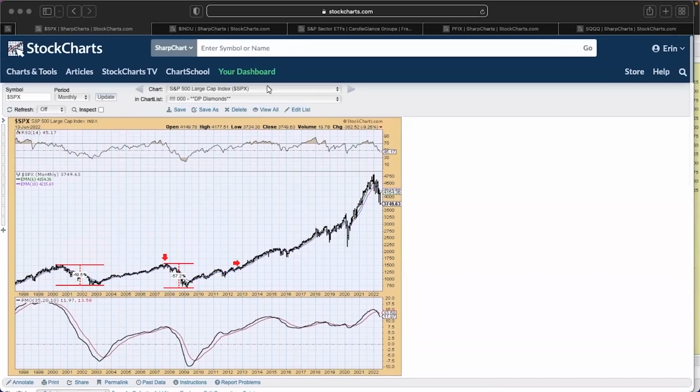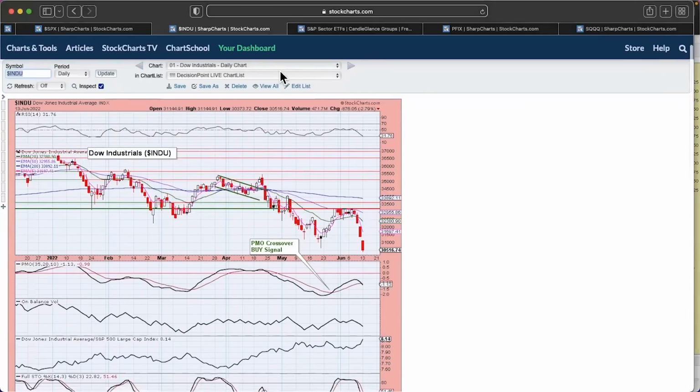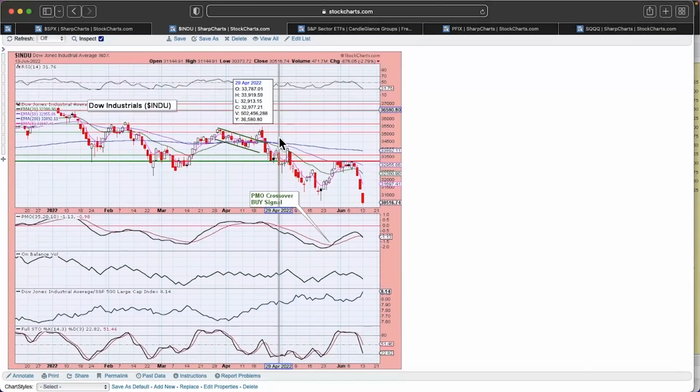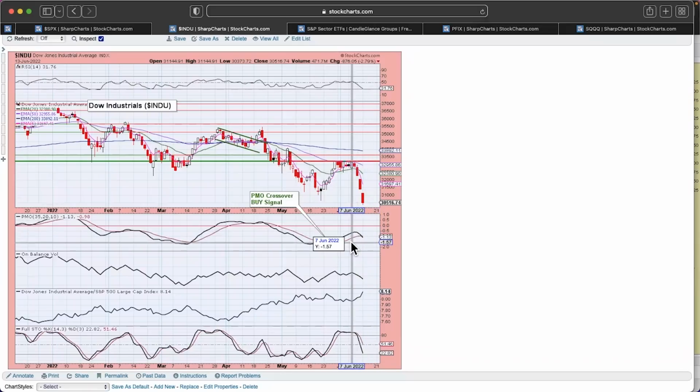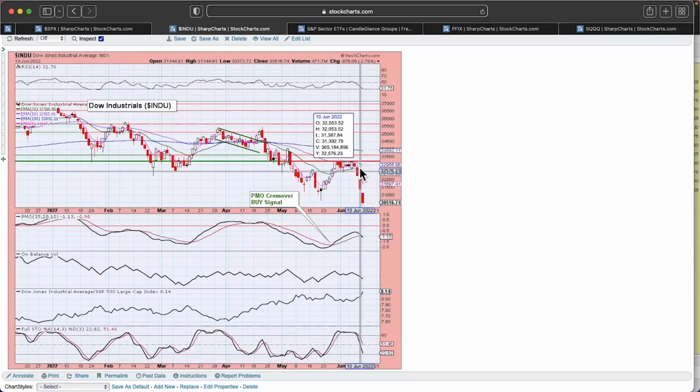So that was one of the charts that I really wanted to show today. Next, we're going to go over what the indexes are doing, because somebody asked me about the other indexes. So here is the Dow. You can see we just got that PMO sell signal today. The 5-day had already crossed below the 20-day. We already knew there were problems going on here.